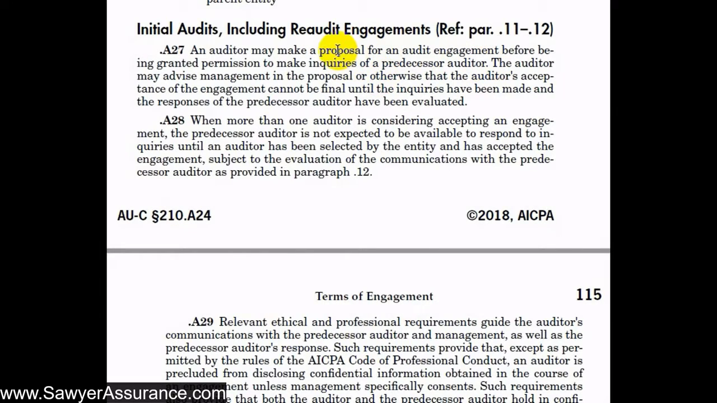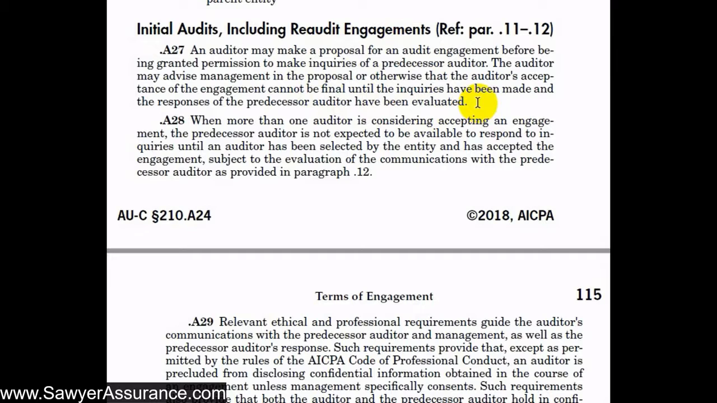So basically our proposal has to say that here are the terms of our proposed engagement, but this proposal is not final until we've had a chance to talk with your predecessor auditor. So basically the potential client has to narrow down the proposals to one and then give access to the predecessor auditor to that one audit firm to hold discussions.